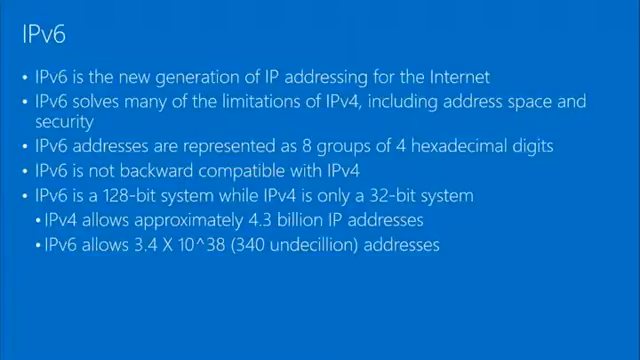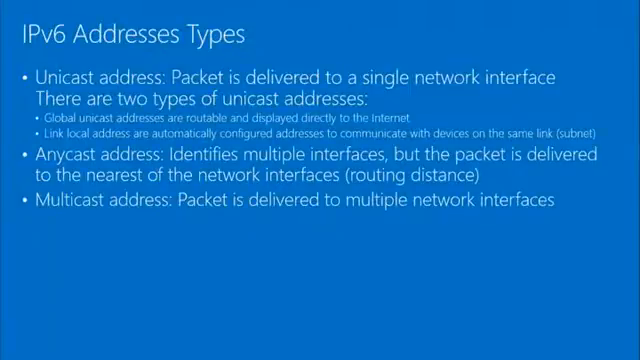And this kind of gives you some information Christopher already gave you. IPv4, about 4.3 billion. IPv6, 340 undecillion. That's that number, undecillion. So our address types: there's a unicast address, an anycast address, and a multicast address. A unicast address is a packet designed for a specific network interface. So this is a packet for a single network interface, for a single device.